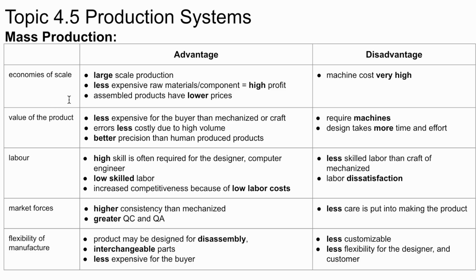Just like with assembly line production and automated production, you're going to benefit from that large scale production. So the economies of scale, so you're going to have higher profits because it's less expensive for the raw materials, and the assembled products are going to be lower prices. But of course, the machines are quite expensive. We're going to have less expense for the buyer, fewer errors, and better precision, but it requires machines, and the design takes more time and effort.